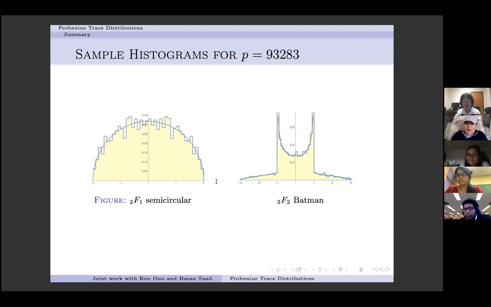Well, just one comment about all these shapes. What you see as the semicircular distribution can be interpreted conceptually as the Haar measure for GL2, or rather for the unitary group U2. Now, when you have other families of varieties, what we call the motivic Galois group won't be GL2 anymore. So for CM, the motivic Galois group is GL1. That's where you get a flat distribution. For GL2, you get the unitary group.